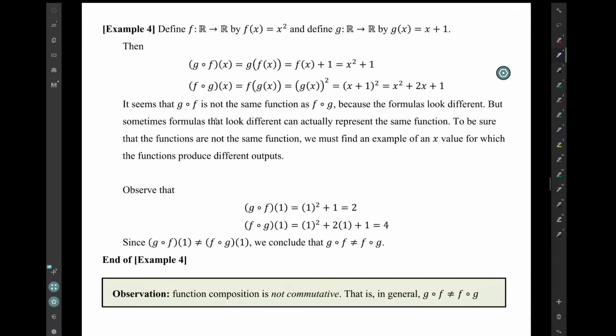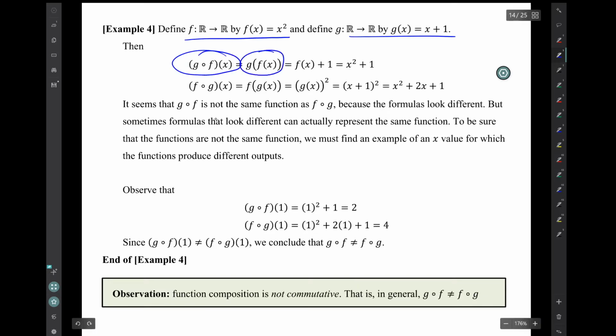Let's do an example. Let f be the squaring function, and let g be the function g of x equals x plus 1. Let's find g composed with f of x. Well, that means g of f of x. So you build this, and the result is that g composed with f of x is x squared plus 1.